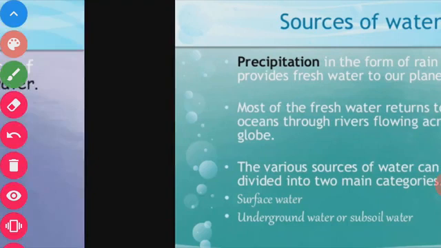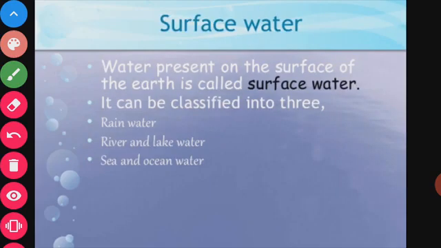Oceans. Surface water: water present on the surface of Earth is called surface water. It can be classified into three: rainwater, river and lake water, and sea and ocean water.